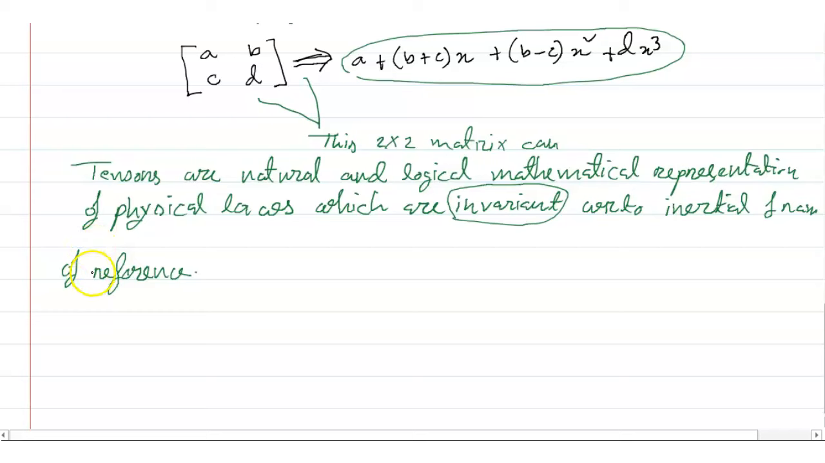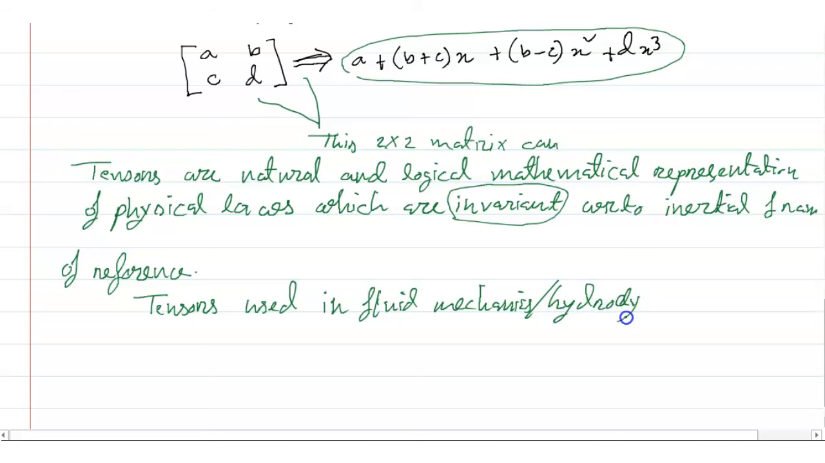And tensors are used in fluid mechanics, hydrodynamics, Hilbert space, to tensor product.